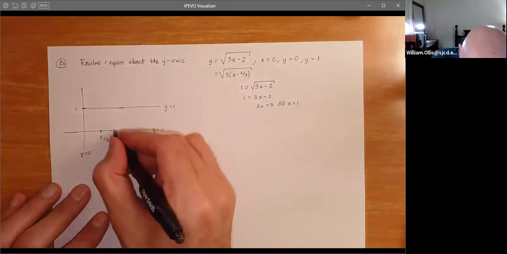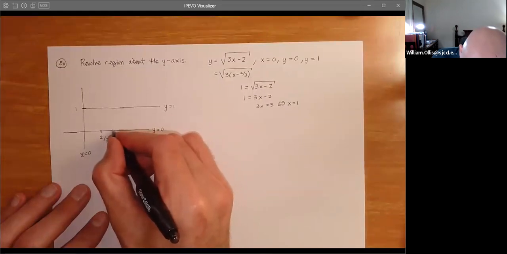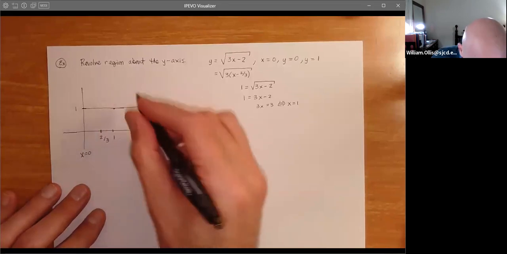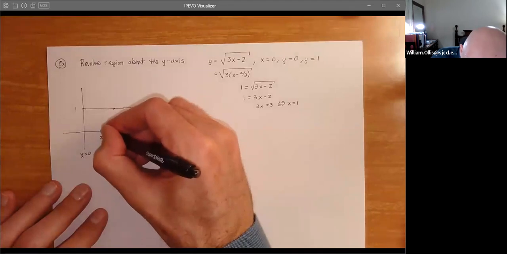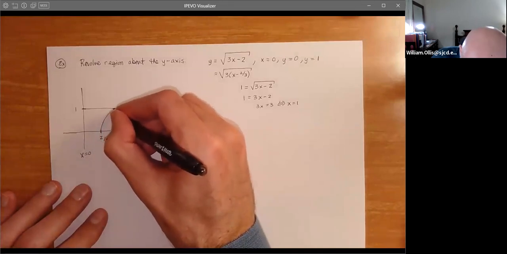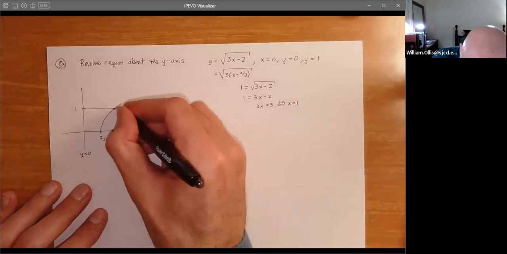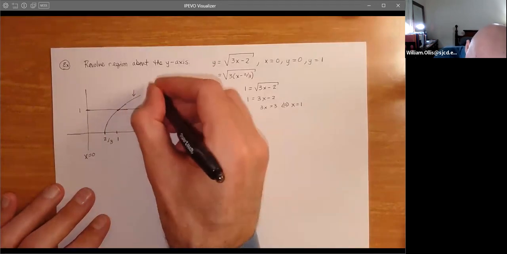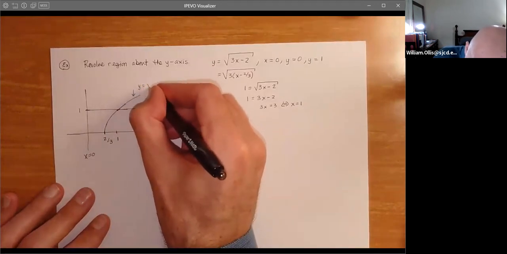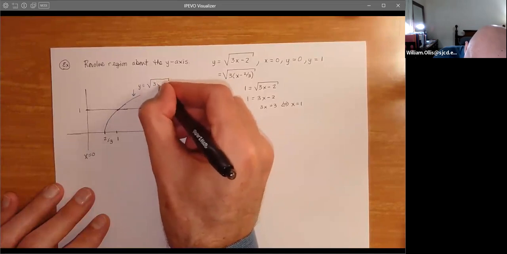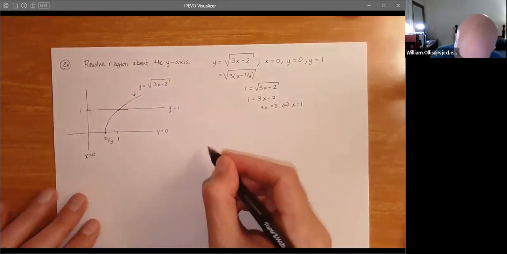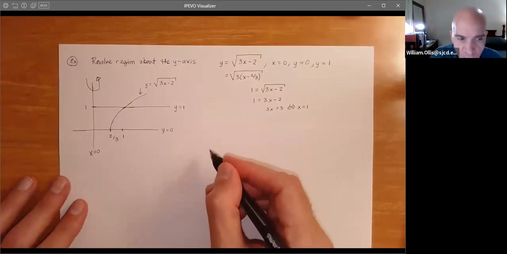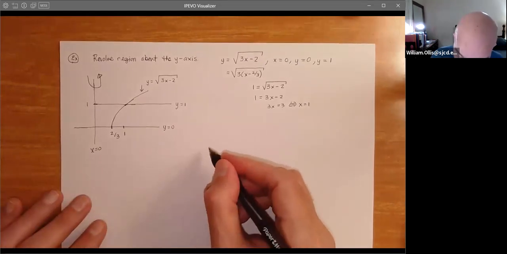So here we've got a 1 here. That's where we intersect. So when we draw our square root function, it just starts and moves out this way. So there's our square root function. This is y equals the square root of 3x minus 2. Now, of course, we want to revolve about the y-axis, so we have this. So lots of preliminary work, or it's just the problem. The preliminary work is part of the problem.